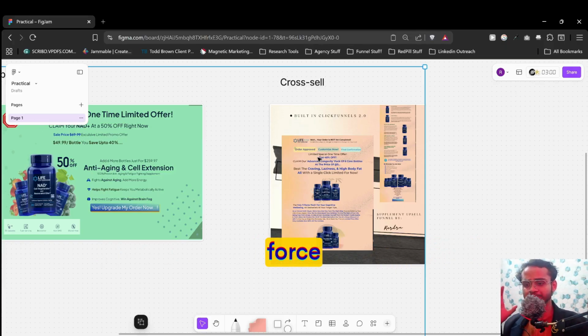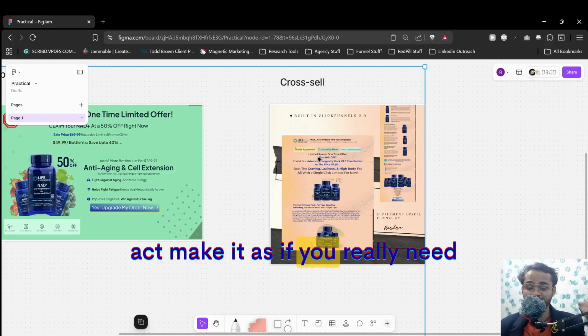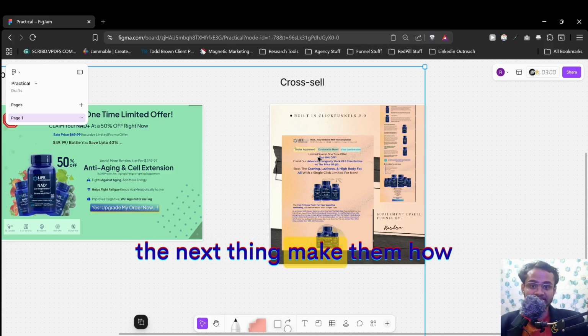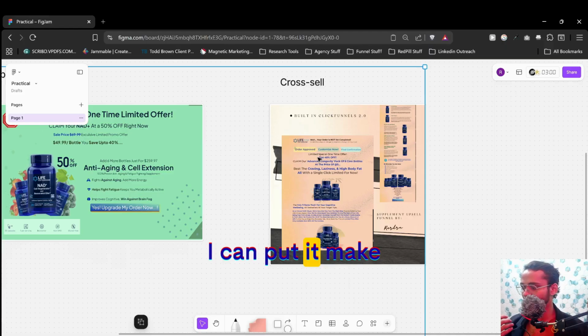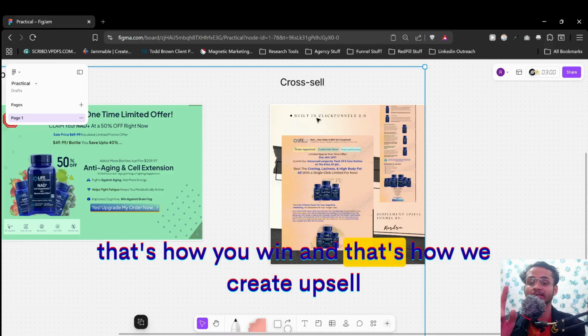Don't try to force it. Don't make it a forced or needy act. Make it as if they really need the next thing. Make them want to buy the next logical product. That's how you win, and that's how you create an upsell.